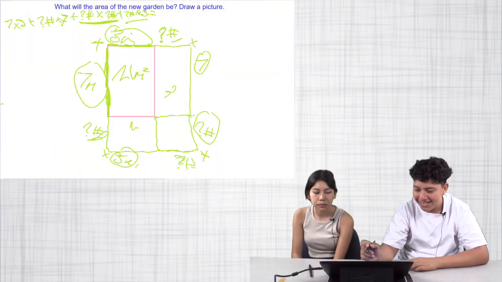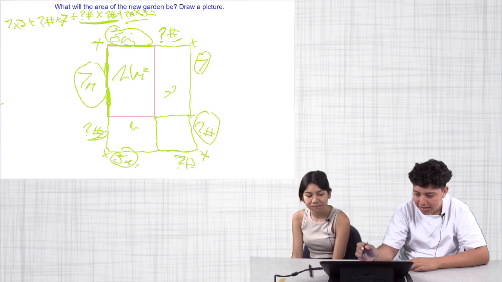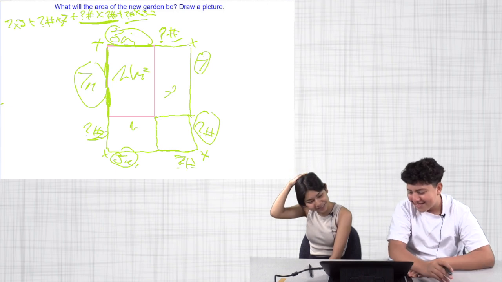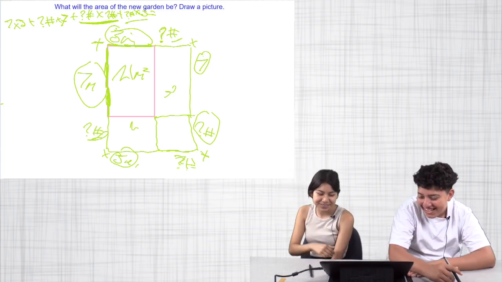So this is Mauricio's method. Now can you guys work together to figure out what Emily's method is for finding the area of Ariana's new garden and write that down too.